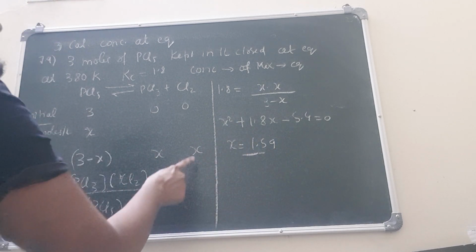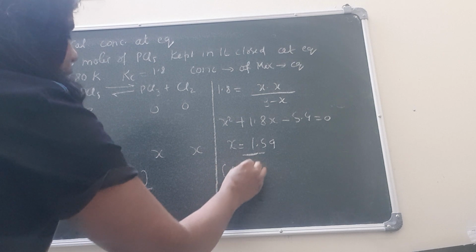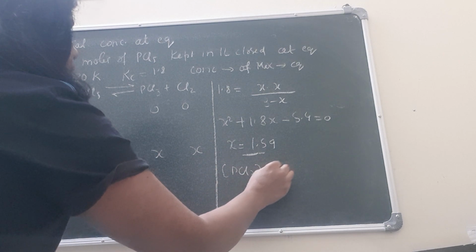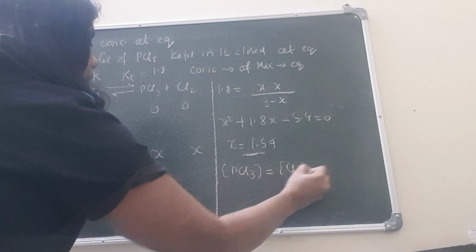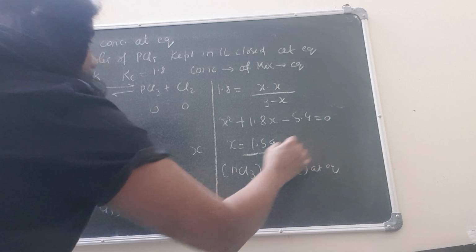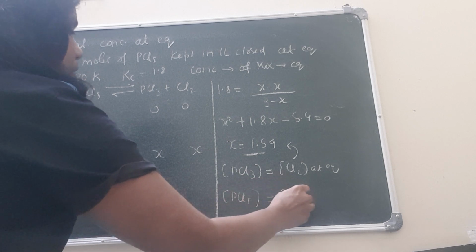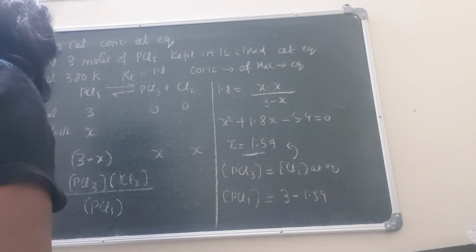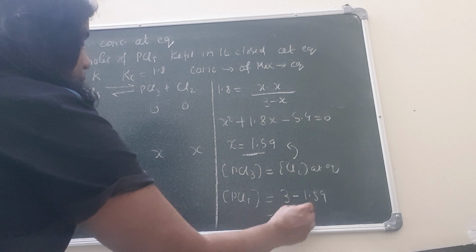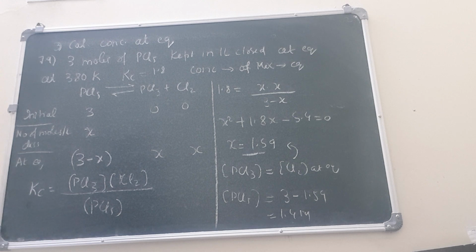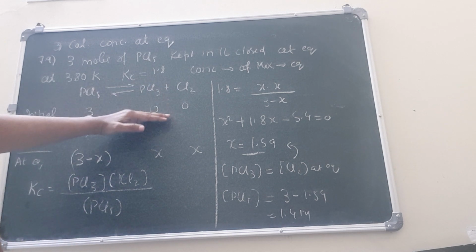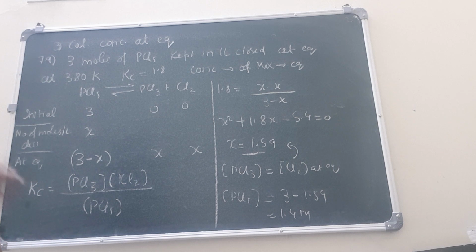That means the concentration of PCl3 and the concentration of chlorine at equilibrium is this much, and the concentration of PCl5 is 3 minus 1.59. That will be 1.4 mole. Okay, now see, that's why I said it doesn't matter. You have taken 3 moles initially. So it all depends on the kind of reaction. It is not like this is 1, this is 1, this is 1. If this is 1.59, this also has to be 1.59. No. Alright, I hope this is clear.